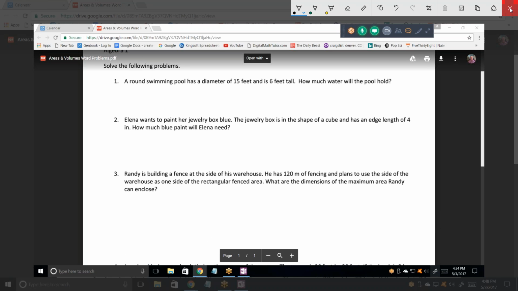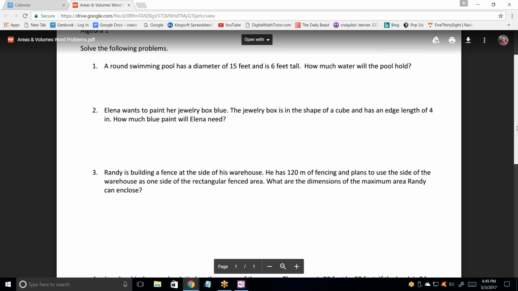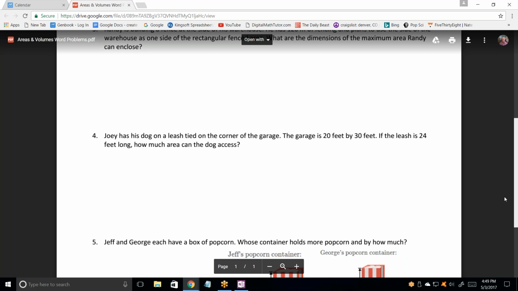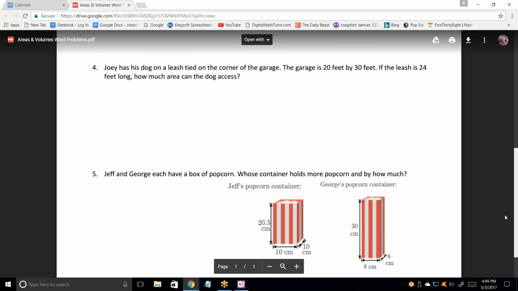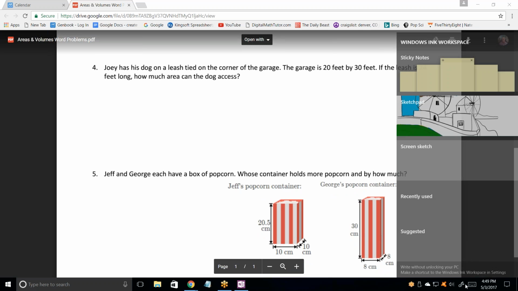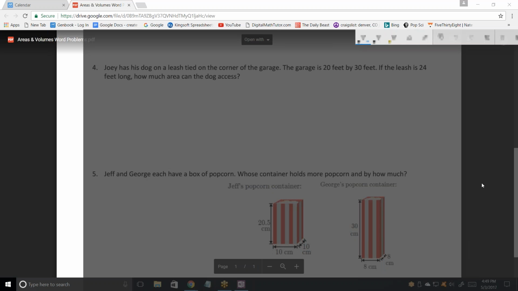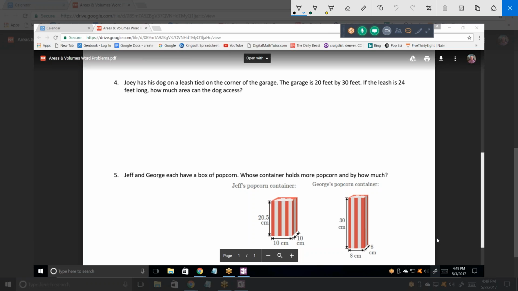Let me scroll down and take a picture of this. A lot of these, sometimes you just want to draw a picture to be comfortable that you're looking at it in the correct way.